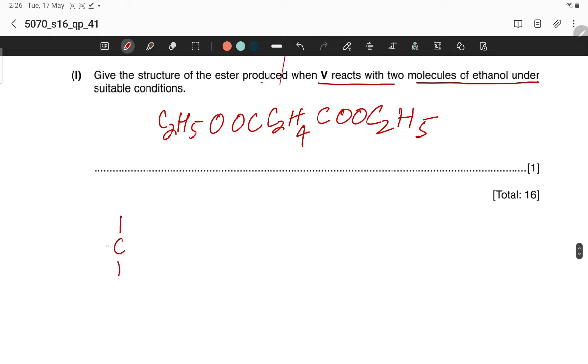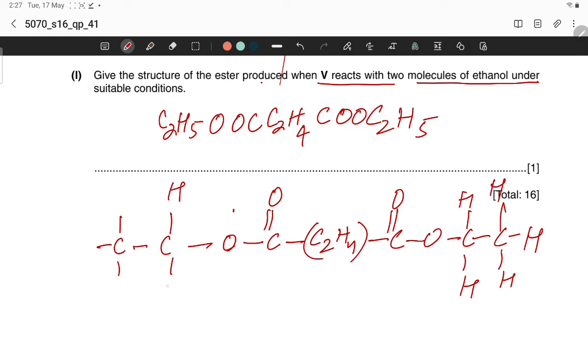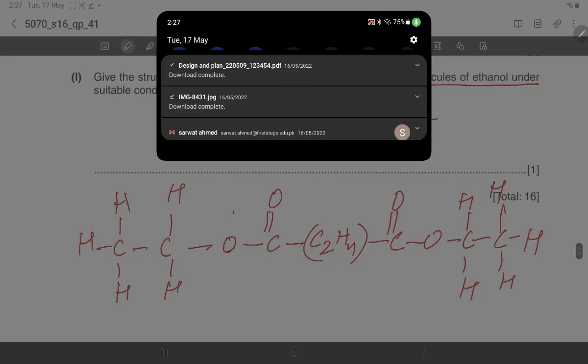So how to draw it? Look at this. C double bond O, C2H4, CO, C2H5. So this is all about this question.